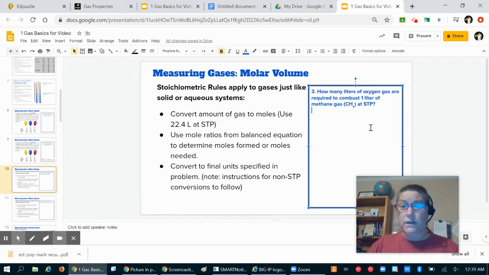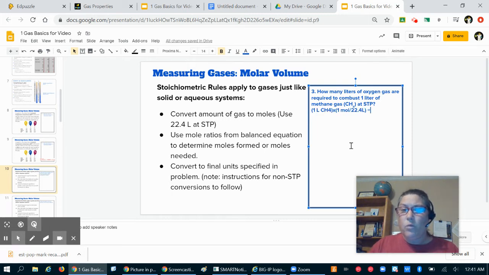Okay, so the first thing that we need to solve this problem is to analyze what they're asking us. How many liters of oxygen are required to combust 1 liter of methane gas? Just like if it asked us about 1 gram of methane gas, we can't do anything in liters. We need to convert to moles. So how would we convert 1 liter to moles?